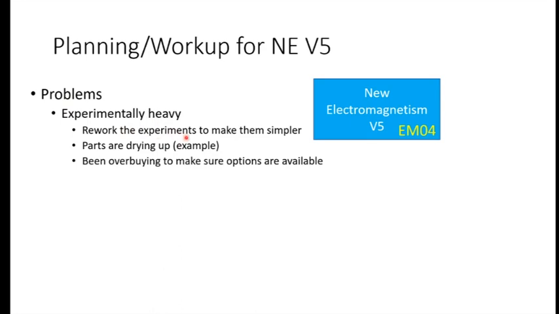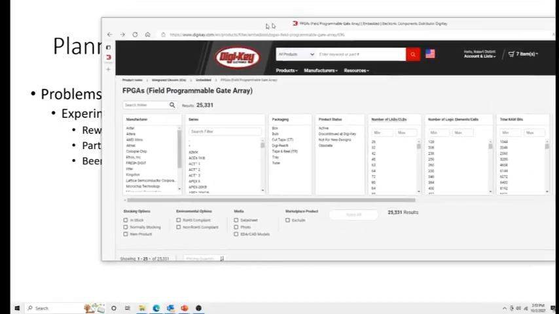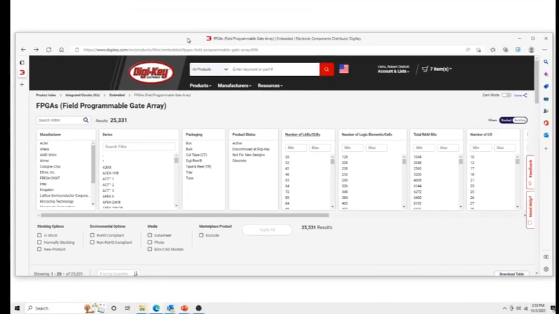I'm trying to make the experiment simpler so that it can be run by a high school kid with nothing more than an Arduino board and a little daughter board that hopefully they can make. The problem we're running into is that parts are drying up. Let me give you an example. One of the ideas was to put a little FPGA on a daughter card that can do all the sampling needed to run, let's say, the induction experiments.